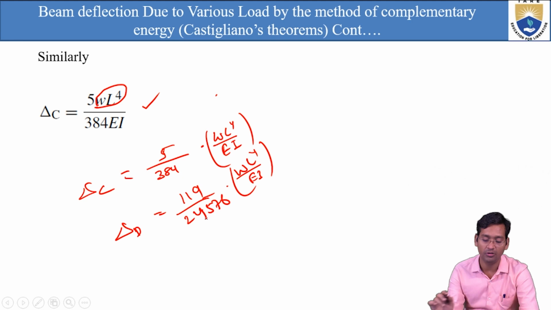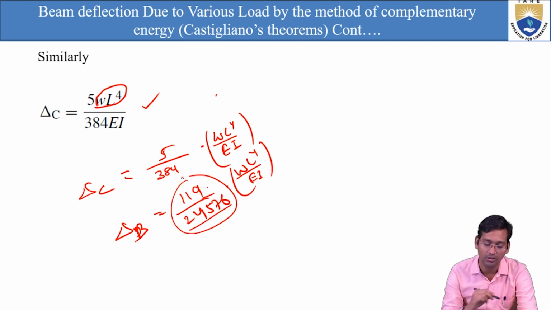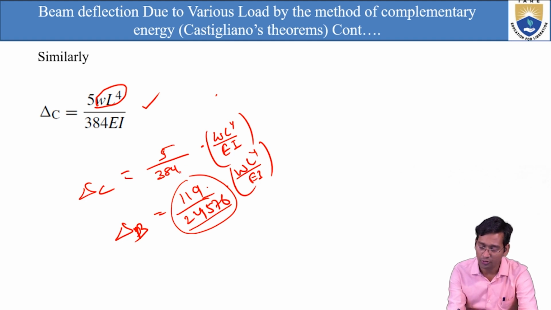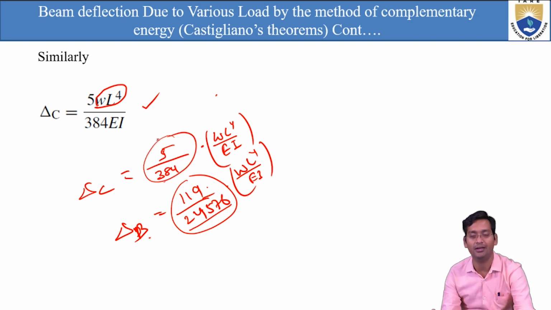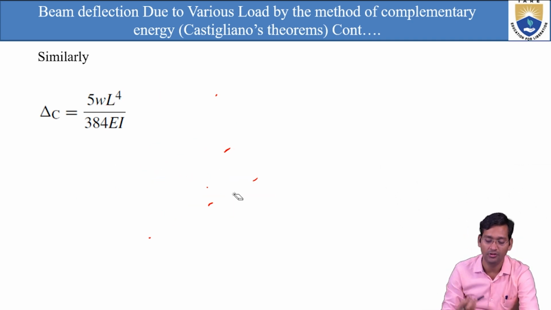Now let's see which one will be greater, delta C or delta B. Once we divide by this bigger number, definitely this value will be the smaller one, right? So we can say that at delta B, less deflection will be there compared to delta C. At delta C the deflection is more, and at delta B it is less. So like this we can find.